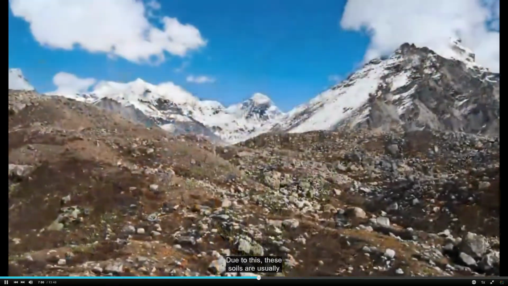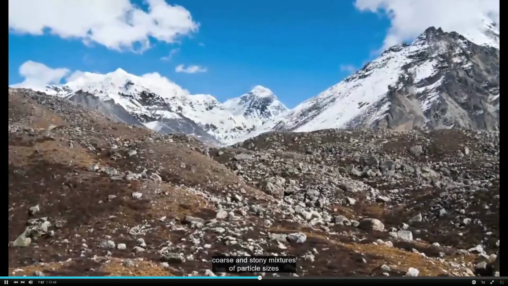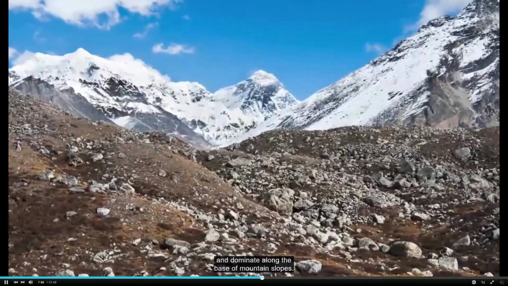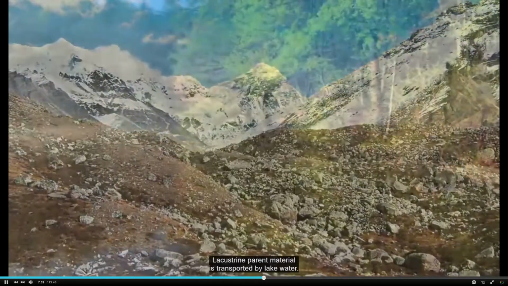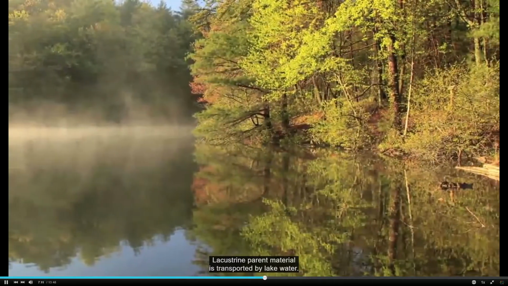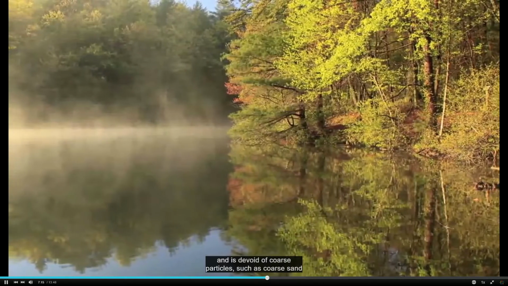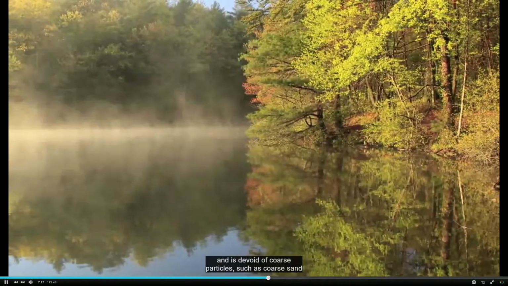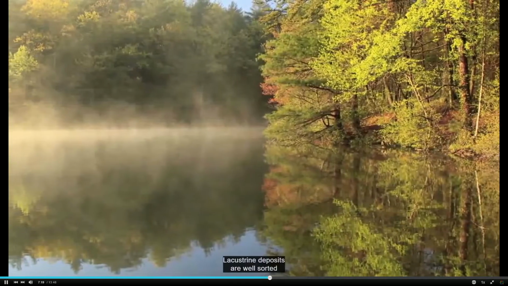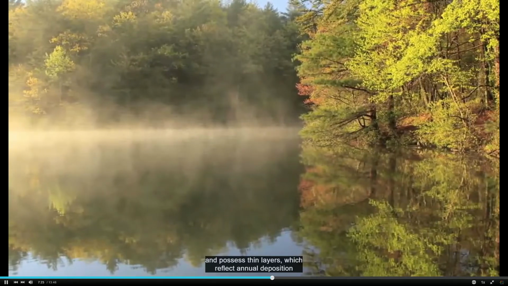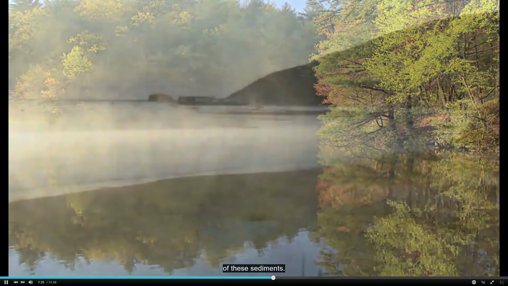Due to this, these soils are usually coarse and stony mixtures of particle sizes and dominate along the base of mountain slopes. Lacustrine parent material is transported by lake water. This parent material is composed of fine particles and is devoid of coarse particles such as coarse sand or gravel. Lacustrine deposits are well sorted and possess thin layers which reflect annual deposition of these sediments.